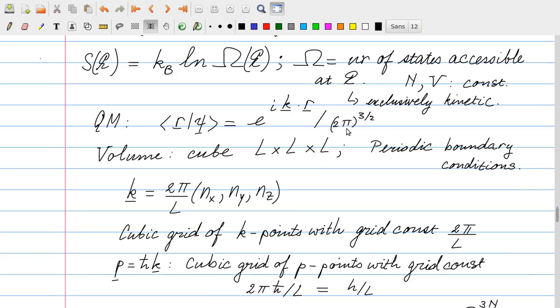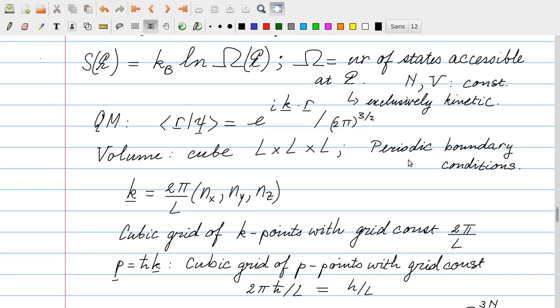Now we assume that the volume we are looking at is an L by L by L cube with periodic boundary conditions. That may not seem the most relevant type of boundary conditions for experiments where the boundaries are usually fixed, so the wave function vanishes there, but it turns out that whether you consider periodic boundary conditions or fixed boundary conditions, it doesn't matter. For the entropy you always get the same result, and here I use periodic boundary conditions mainly for mathematical convenience.